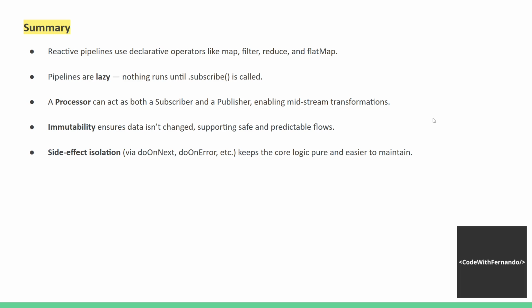Summary. Reactive pipelines use declarative operators like map, filter, reduce, and flatMap. Pipelines are lazy. We have seen that nothing runs until subscribe is called. A processor can act as both subscriber and publisher, enabling stream transformations. Immutability ensures data isn't changed, supporting safe and predictable flows. Side effect isolation by using doOnNext, doOnError keeps the core logic pure and easy to maintain. Thank you.